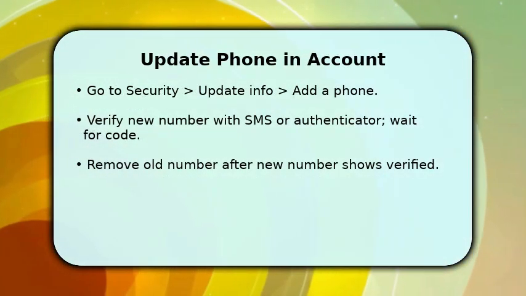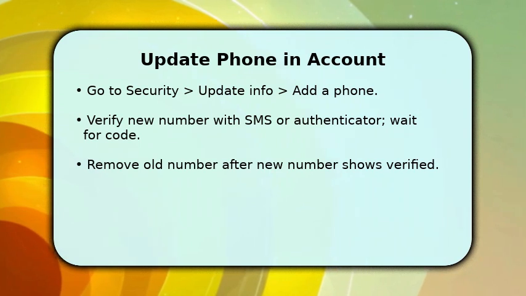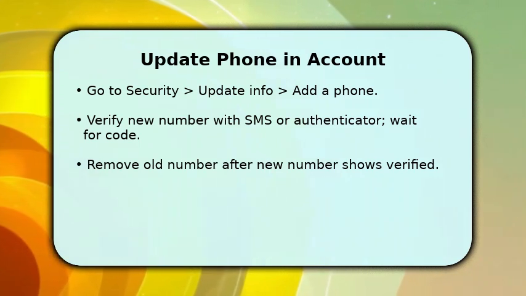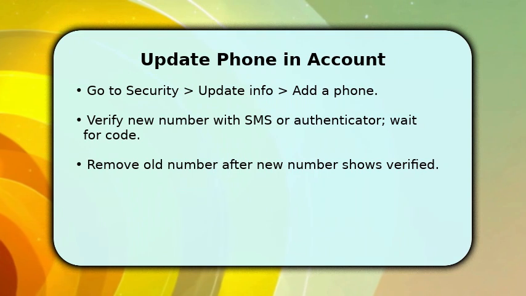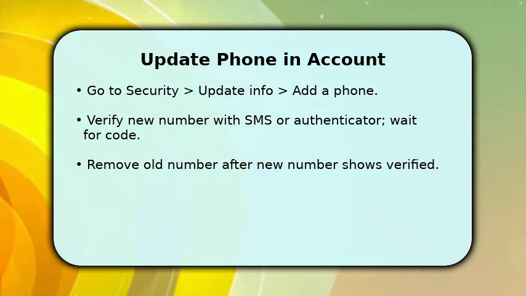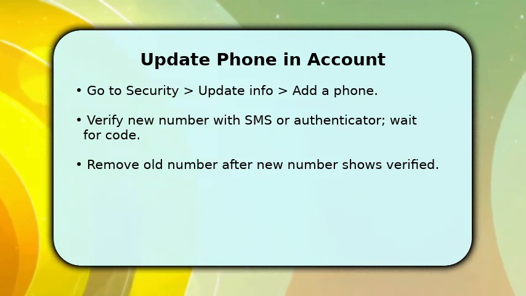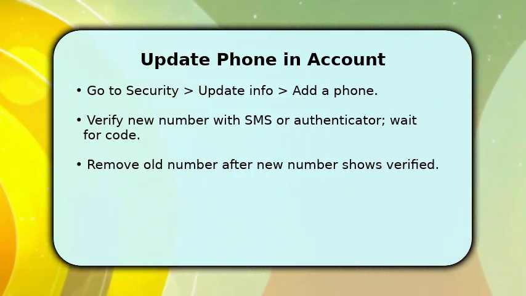Once in Security or Profile Contact Info, choose Add a Phone and type the new number including country code. You'll receive a verification code by SMS or app. Enter it promptly to confirm ownership. After verification, check that the new number is marked as primary or verified so it receives security alerts and resets.